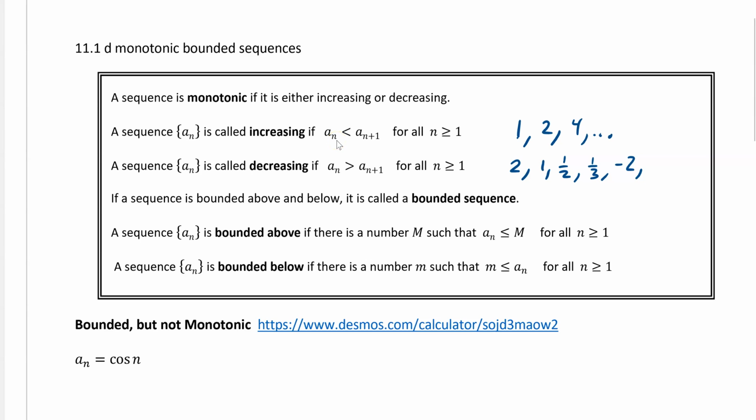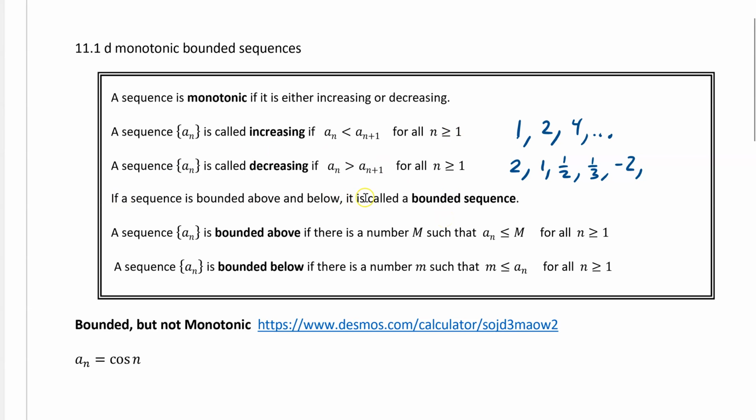This is our last video, and so we're looking for monotonic and bounded sequences. What does it mean to be monotonic? Monotonic means that our sequence is either increasing or decreasing. If it's increasing, that means each next term must be bigger than the previous term. So 1, 2, 4, these are getting bigger. Something that's decreasing, like 1, 1/2, 1/3, is getting smaller for all n greater than 1.